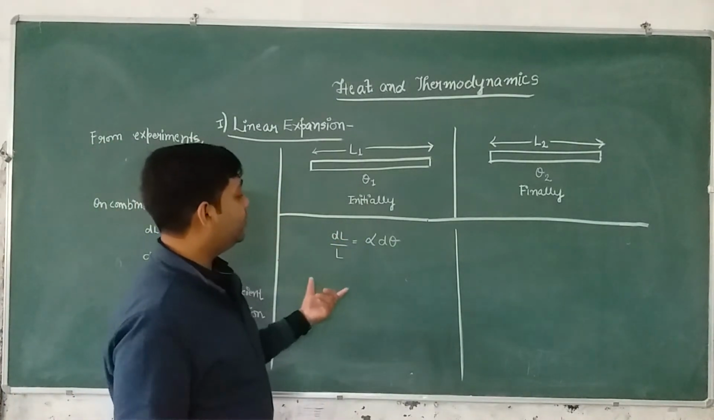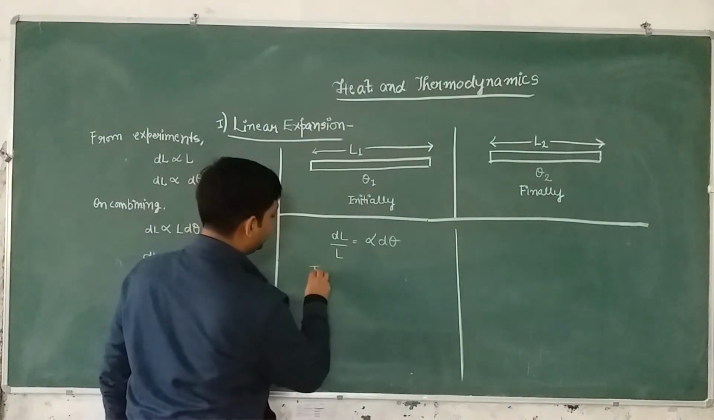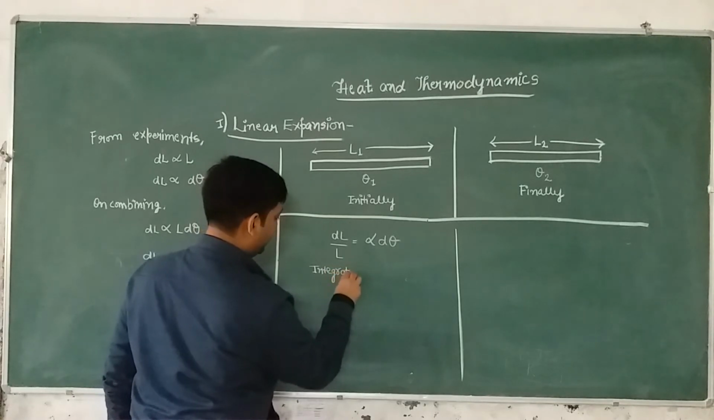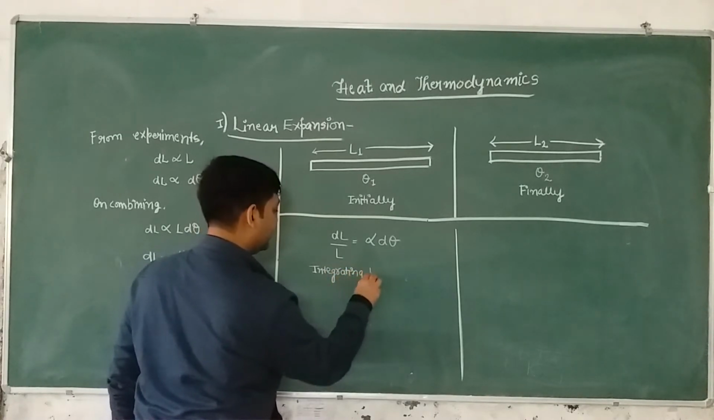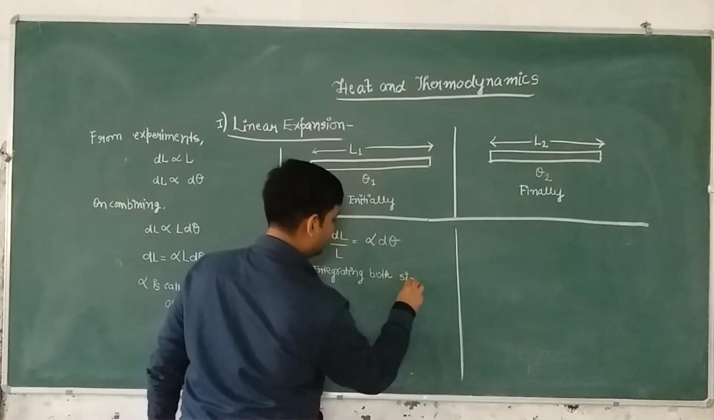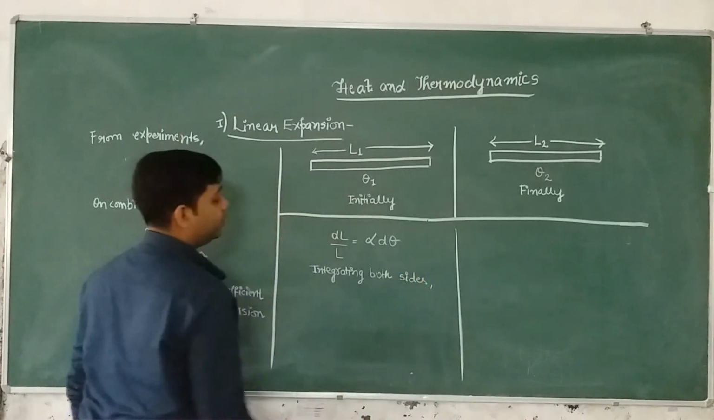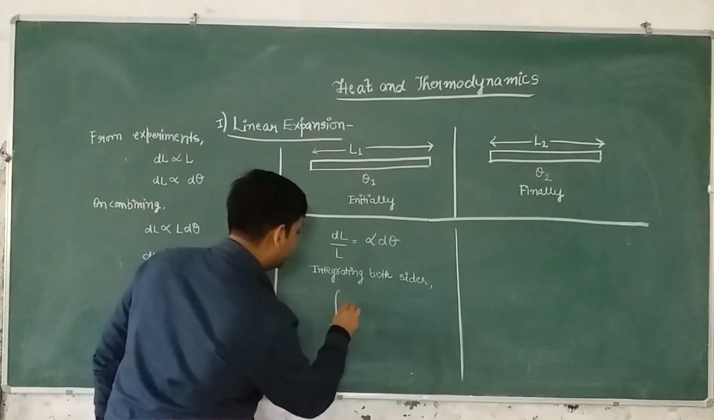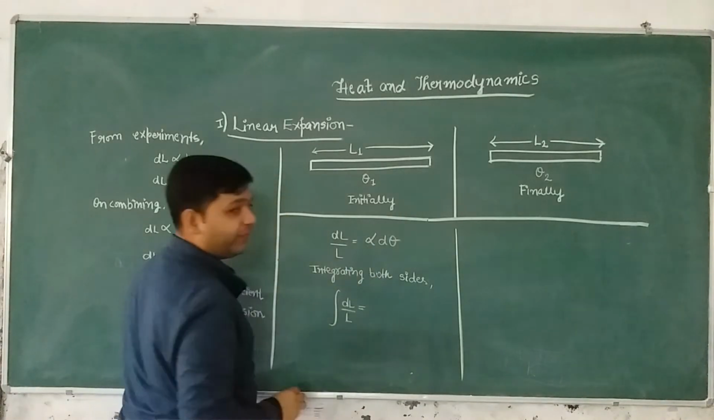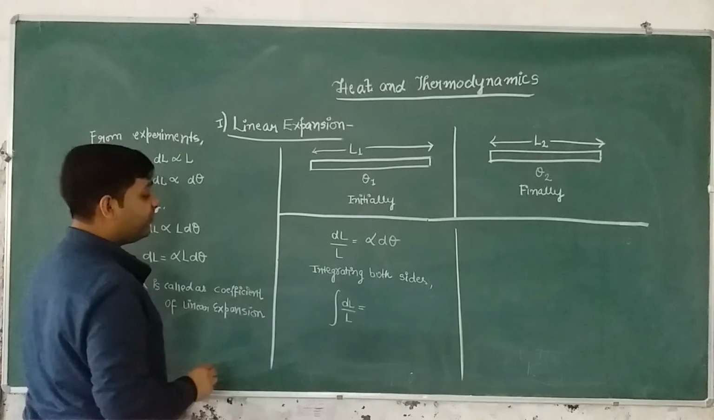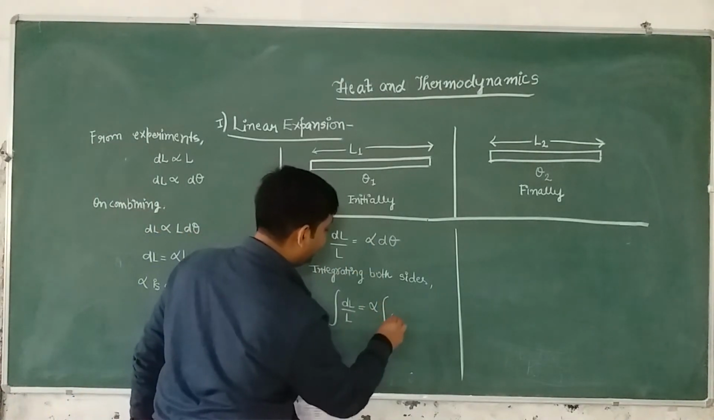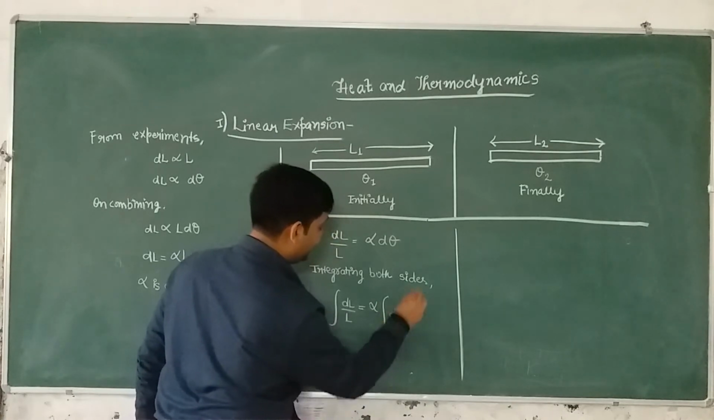Now we can integrate both the sides. Integrating both the sides, what do we have? Integration sign, then dL upon L, and because this alpha is constant of proportionality, coefficient of linear expansion, it will be taken out of integration and then we will have integration of d theta.